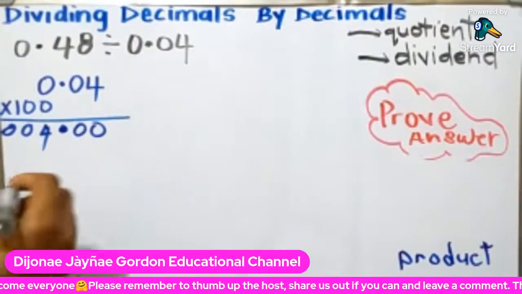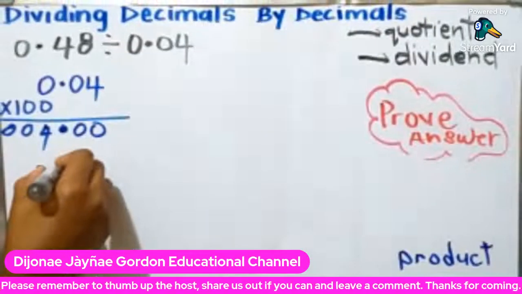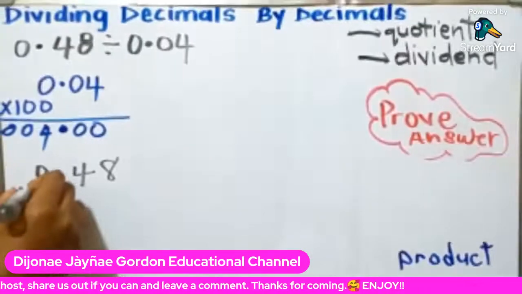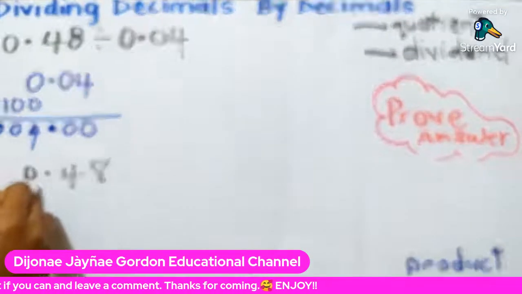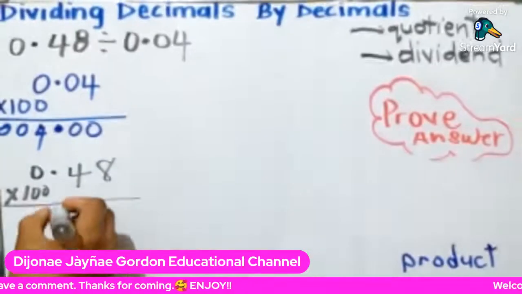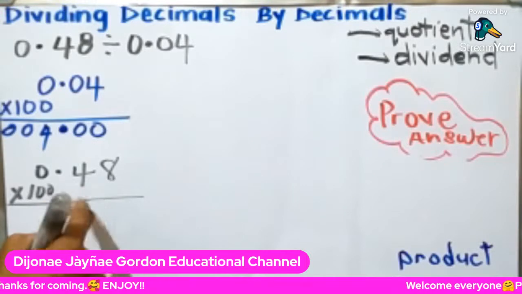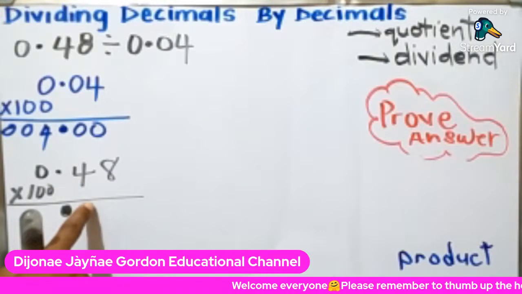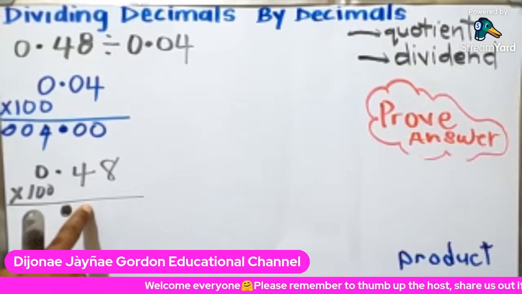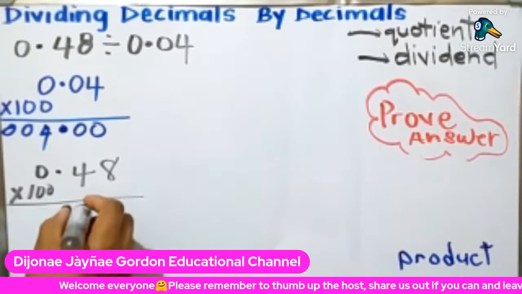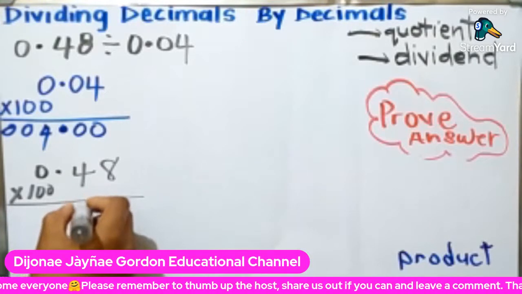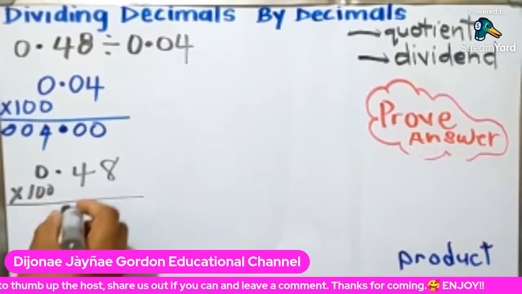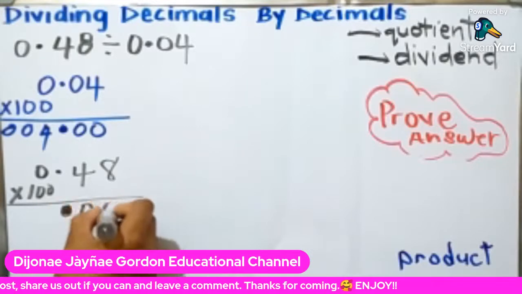So we have 0.48, and we're going to multiply it by 100. All right, we're going to put our decimal place down. We must have only 2 digits coming after our decimal place. All right, so we have 2 powers of 10 right here in this 100. So we're going to put these 2 zeros down.